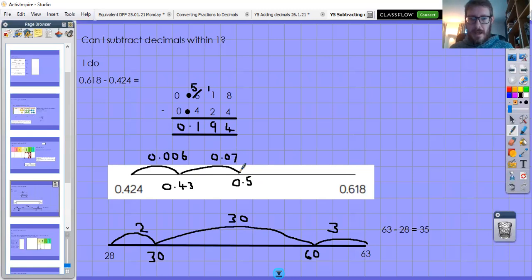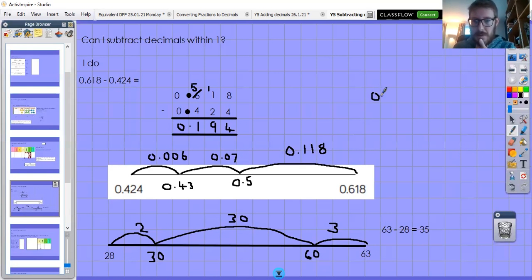so 0.07. And then from there, I could go straight up to 0.618 because I'm going to be adding on another tenth plus the 18 thousandths. So then it would be 0.118. And then what I would do is add all these together.